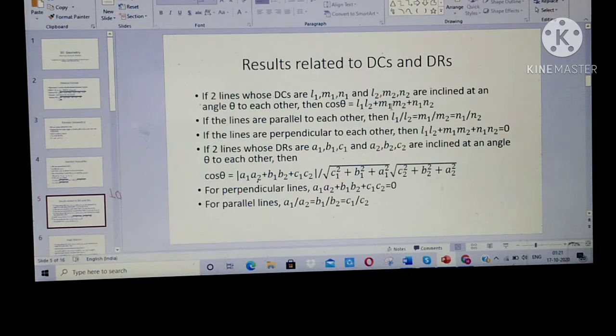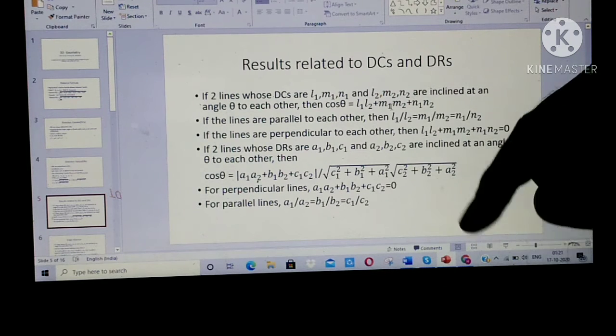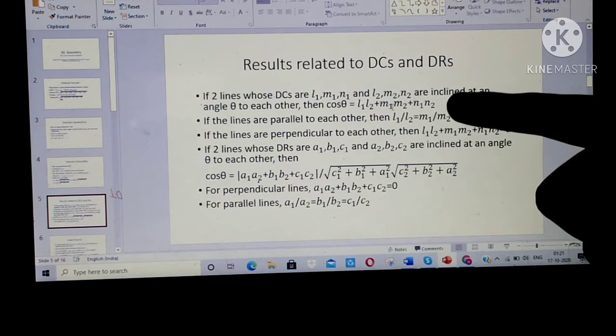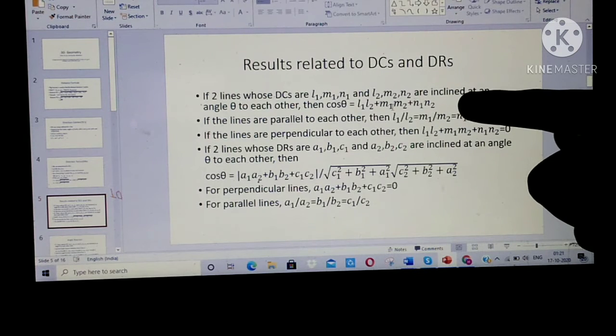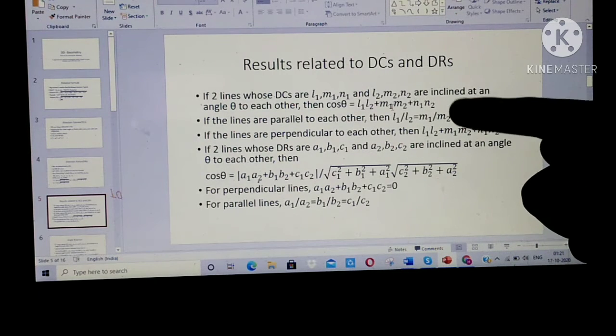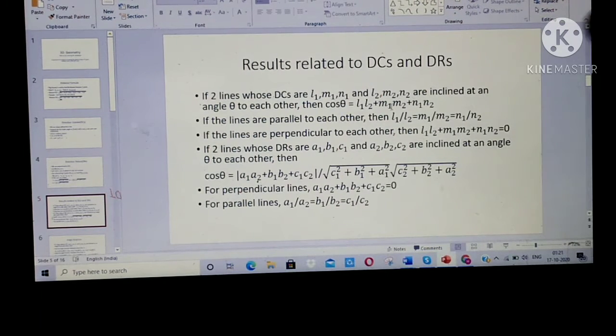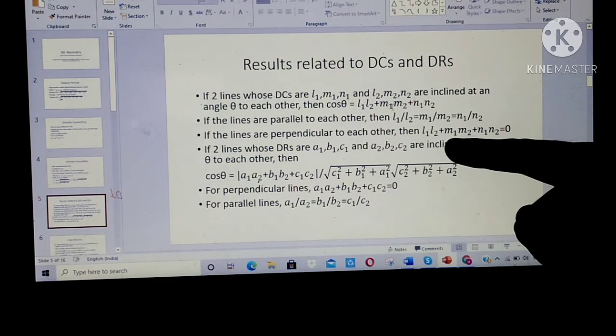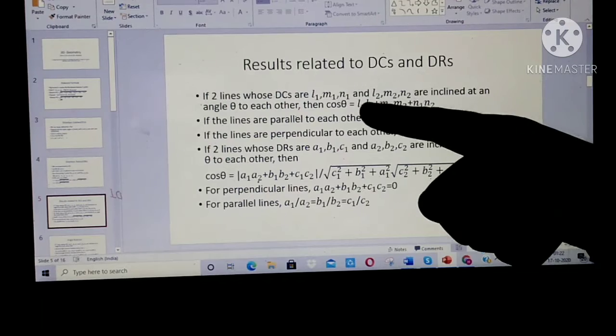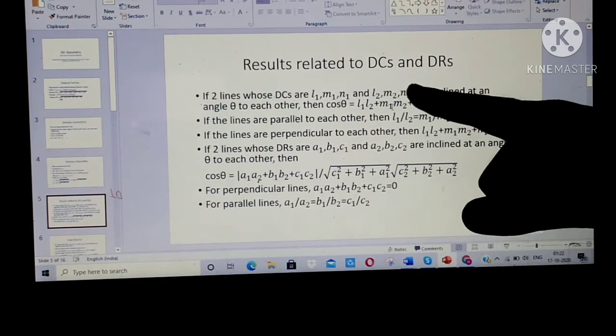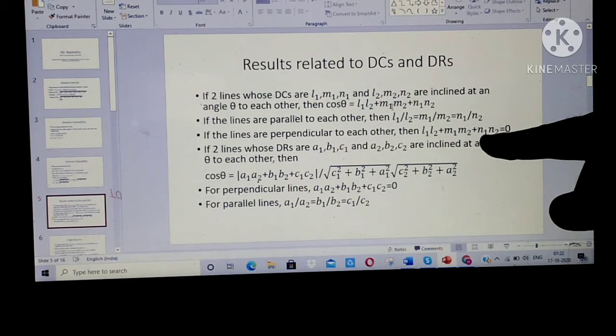Okay. Then continuing further, results related to direction cosines and direction ratios. In the previous two slides we studied direction cosines and direction ratios, but what are the results related to them? I have written the first statement. If two lines whose direction cosines are L1, M1, N1 and L2, M2, N2 are inclined at an angle theta, then cos theta is equal to L1 L2 plus M1 M2 plus N1 N2. If the lines are parallel to each other, then L1 by L2 is equal to M1 by M2 is equal to N1 by N2, right? If the lines are perpendicular to each other, then cos theta becomes 0 because theta is 90. So in that case, L1 L2 plus M1 M2 plus N1 N2 is equal to 0.